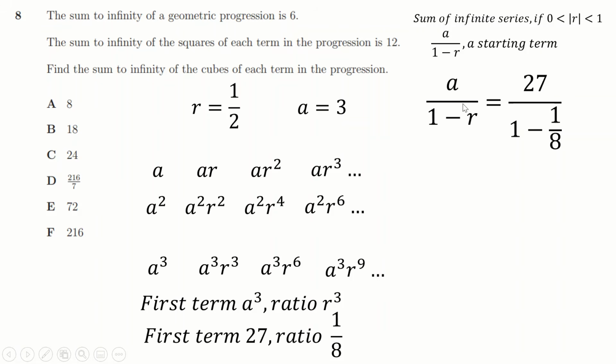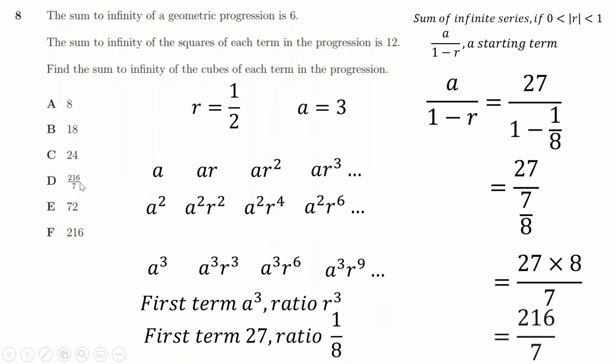I've written this confusingly, haven't I? I should have put a cubed r cubed here. Yeah, apologies for that. Hopefully you can follow this anyway. I'm just saying that the first term is 27, the ratio is 1 over 8. So those are the numbers that go into here. And then I sort this out. The 8 can bounce up to here. I hope that that's 216, because that's the only one that's dividing by 7, and it is. And I get my answer.